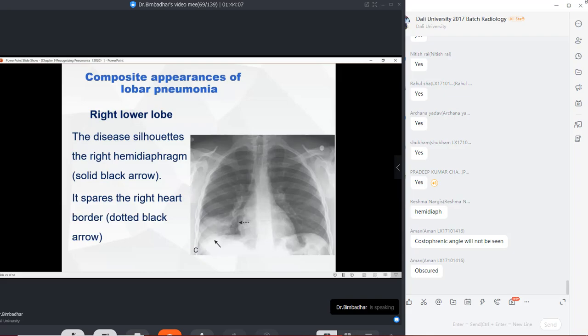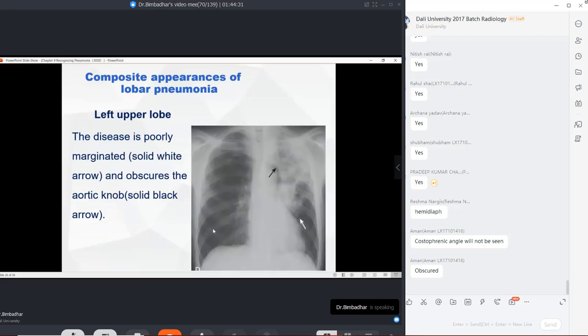And it has got a meniscus, and the rib shadows are also clearly not seen, right? So that is pleural effusion. But this one is a lower lobar pneumonia, sparing the right heart border but obscuring the shadow of the right hemidiaphragm along with cardiophrenic recess obscuration. This is called right lower lobar pneumonia.